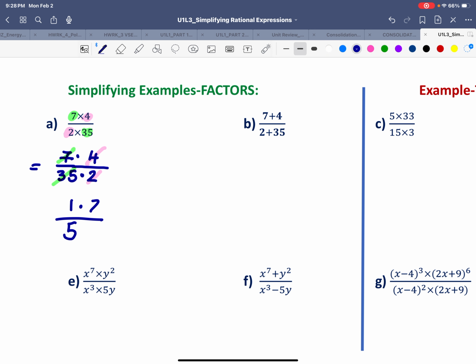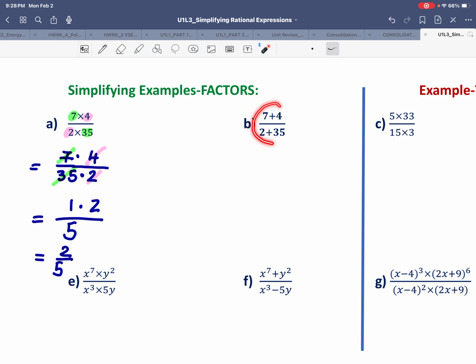And that will give 2. And the simplified expression here would be 2 over 5. Now, in the next example, I'm using the exact same numbers, but instead of multiplication, I've put the addition symbol in between, because that's what we have, 7 plus 4 over 2 plus 35.